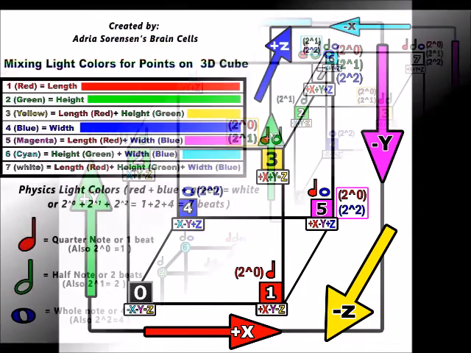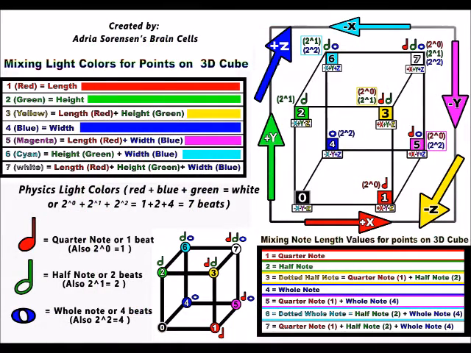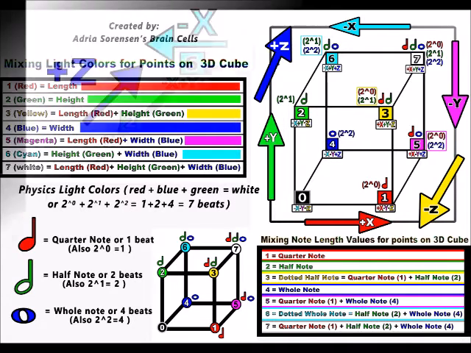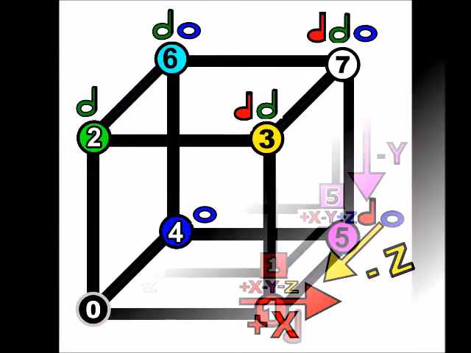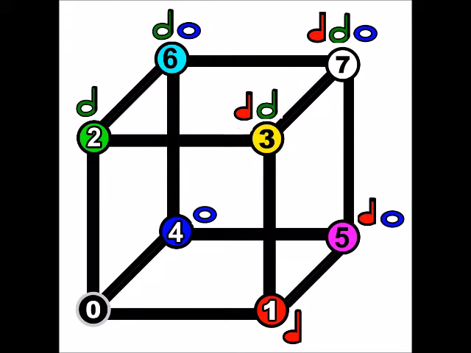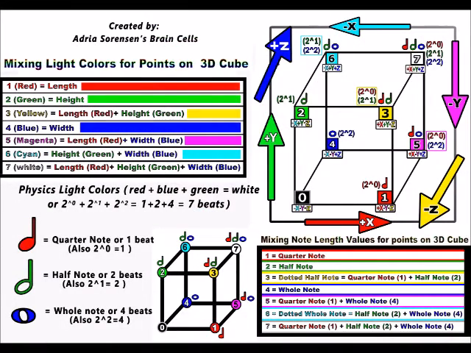And then 2 to the 1st power plus 2 to the 2nd power equals 110 equals 6. The half note plus the whole note is the dotted whole note, minus x plus y plus z, which equals negative red, or cyan. And then if you were to add the quarter note, half note, and the whole note, plus x plus y plus z equals red plus green plus blue equals the white point, which is 7 right here.